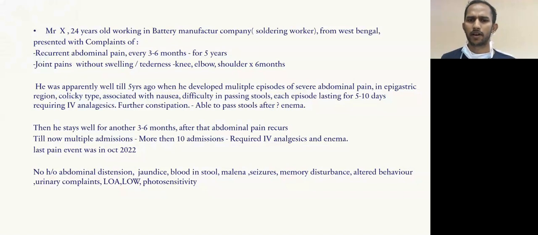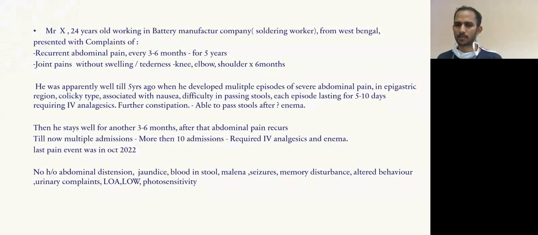He was apparently well till 5 years ago, when he developed multiple episodes of severe abdominal pain in the epigastric region, colicky type, with associated nausea and difficulty in passing stools with every episode. Each episode lasted about 5 to 10 days. Then he stays well for another 3 to 6 months, after which the abdominal pain recurs. In the last 5 years he has had more than 10 admissions, every time requiring IV analgesics for pain relief and an enema. No history of abdominal distension, jaundice, or blood in stools.